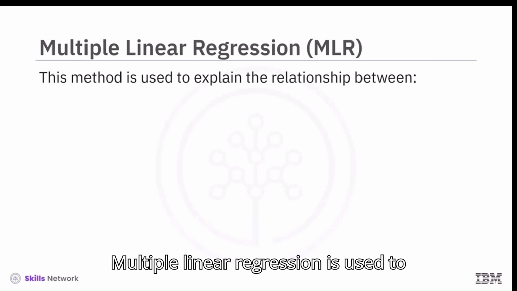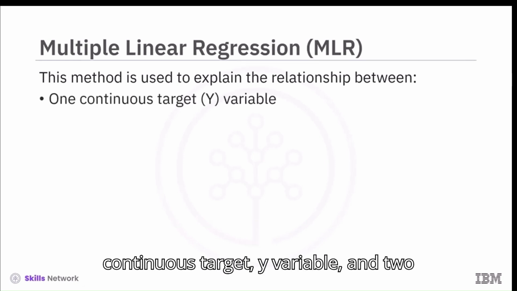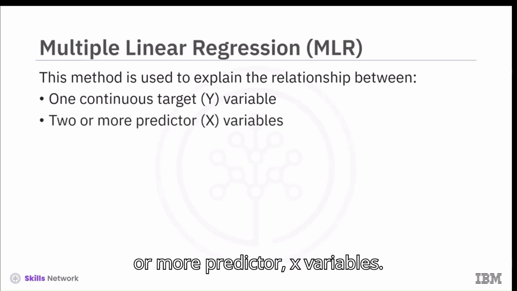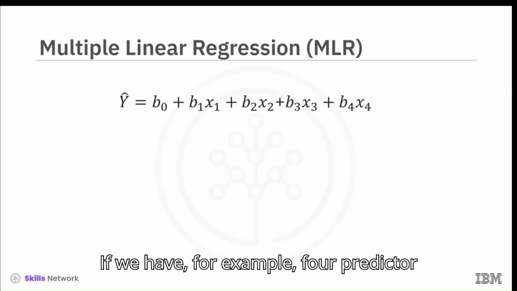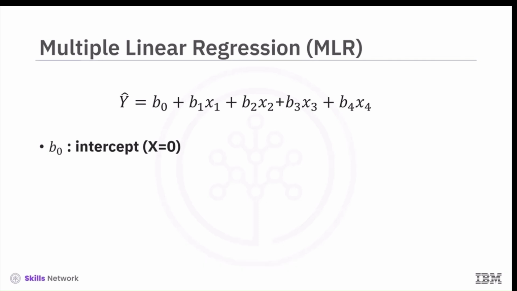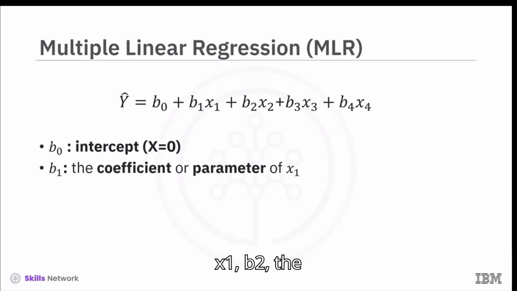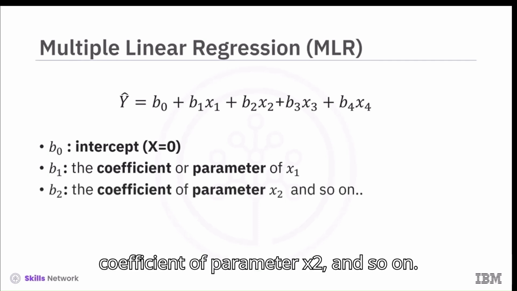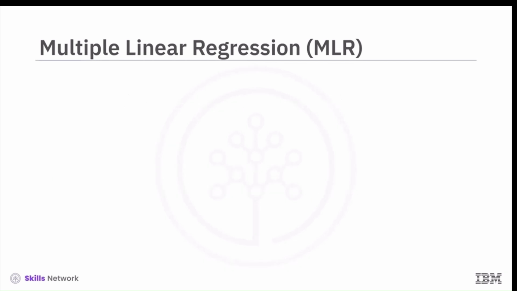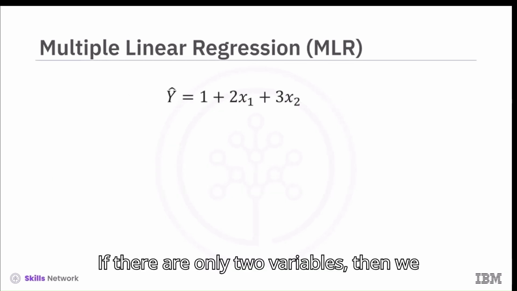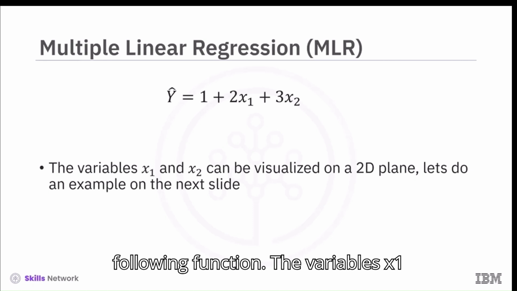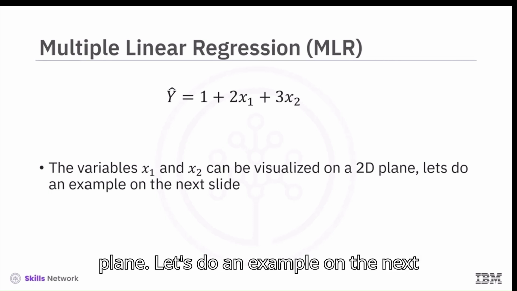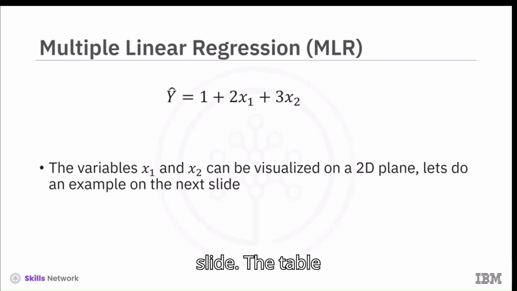Multiple linear regression is used to explain the relationship between one continuous target y variable and two or more predictor x variables. If we have, for example, 4 predictor variables, then b0 is the intercept, x equals 0, b1 is the coefficient or parameter of x1, b2 is the coefficient of parameter x2, and so on. If there are only 2 variables, then we can visualize the values. Consider the following function. The variables x1 and x2 can be visualized on a 2D plane. Let's do an example on the next slide.